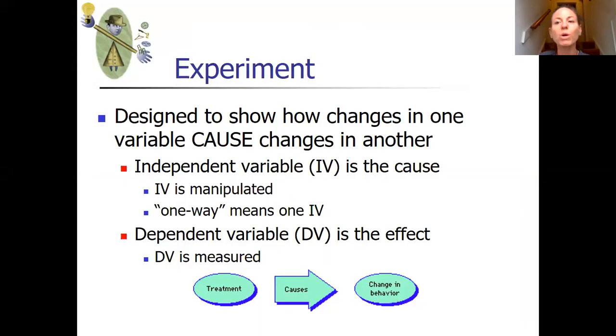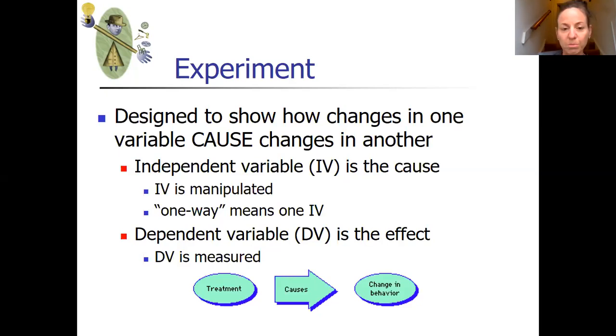So what is an experiment? Well, an experiment is a little bit different from a study. It's a type of study that's designed to show how changes in one variable cause changes in another. So it's a type that shows cause and effect. Some kinds of designs, like correlational designs, will only show whether things are related to one another, but the experimental design shows cause and effect.